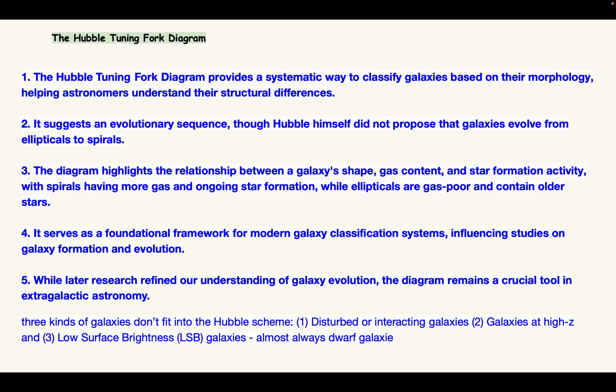So this diagram highlights the relationship between galaxy shape, gas content, and star formation activity, where the spirals have more gas and ongoing star formation, while ellipticals are gas poor and contain older stars. This tuning fork diagram serves as a fundamental framework for the modern galaxy classification system and influences the studies of galaxy formation and evolution. While later research refined the understanding of galaxy evolution from Hubble's idea, the diagram given by Hubble still remains a crucial tool for extragalactic astronomy.